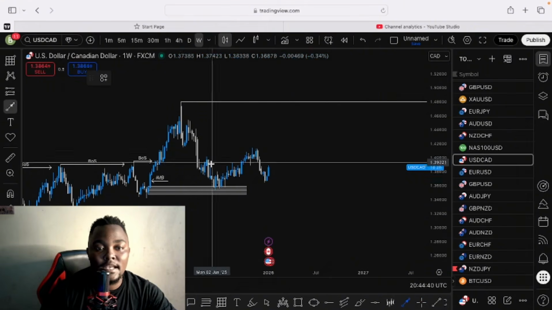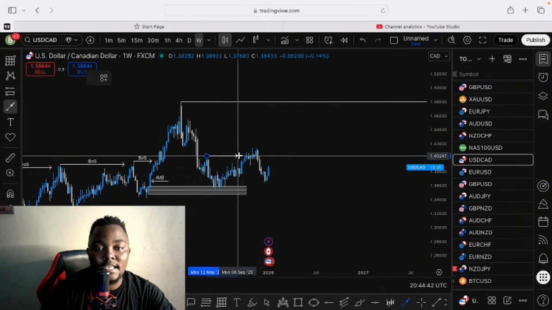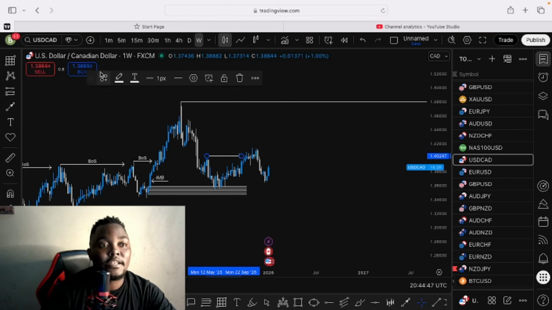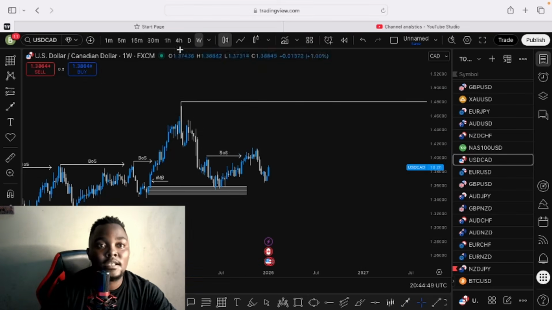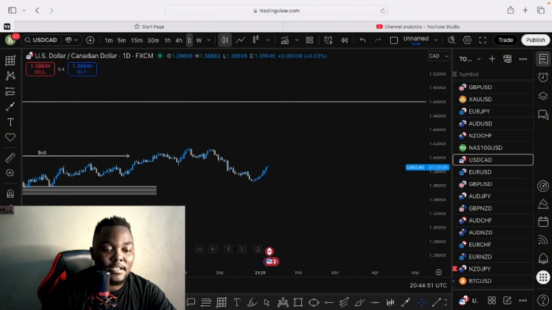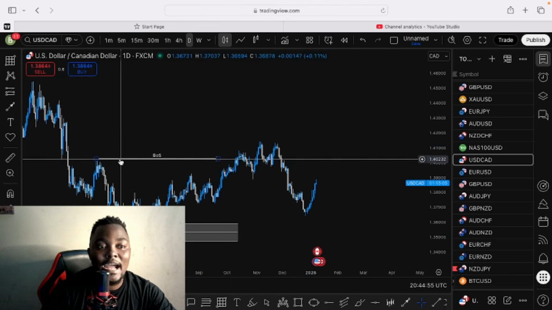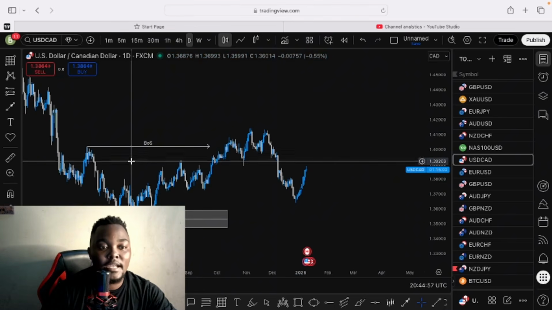And then another clear area that got taken out was this one here. So on the lower time frame, that's where we get to refine all these areas of interest. So from the daily time frame, that's where we look at where we broke structures. So this is a high interest area. This is a high interest area.